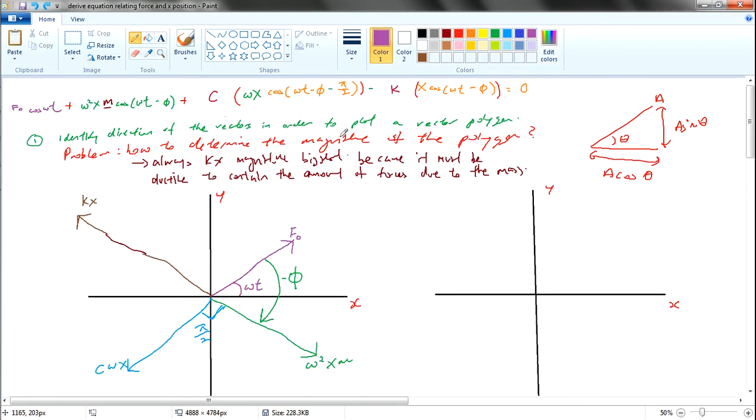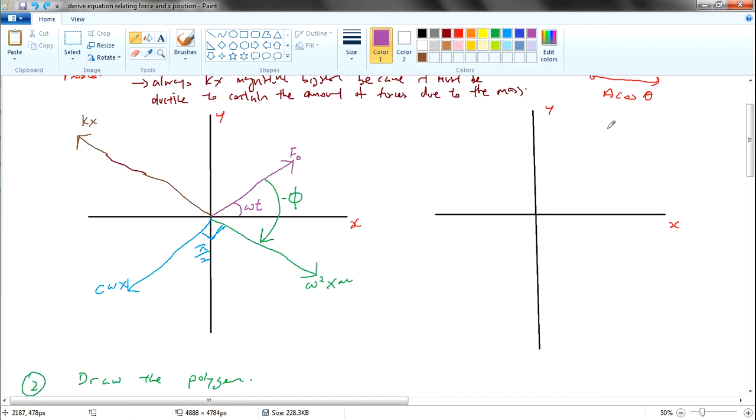I want you to fully understand what I mean. So let's say this is F naught, so you have an F naught magnitude, and then you have an omega, because you're going in this direction. If you are going anti-clockwise, it's positive, and if you are going clockwise, it's negative. So this is the understanding.